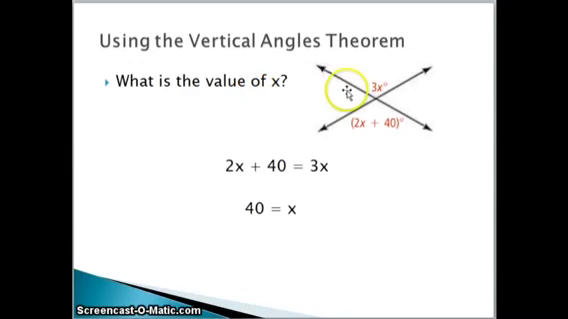The same thing, you should try this one. I put the answer up because this is a YouTube video. Set them equal to each other, which is right here. Subtract 2x, and x equals 40. Right away you've got your answer. Nothing difficult, nothing tricky.